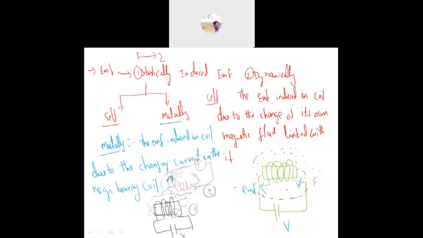So this is about self and mutual inductance. There is a representation for self-induced EMF and mutual induced EMF. Continuing with self-inductance and mutual inductance, now we'll talk about the formulas, and what factors affect inductance and how it is represented.